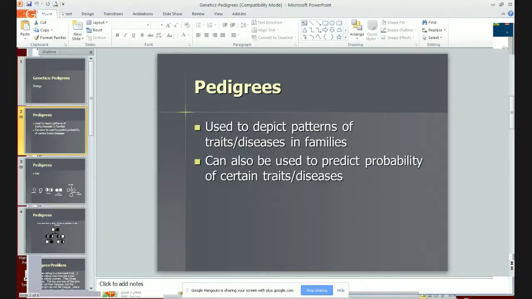So, like I said, it's used to depict patterns of traits or diseases. Usually it's diseases. Thinking about like the breast cancer genes, Alzheimer's genes, things like that. So they're looking for the patterns, but they're also used to predict the probability that a couple might pass on that trait or disease.